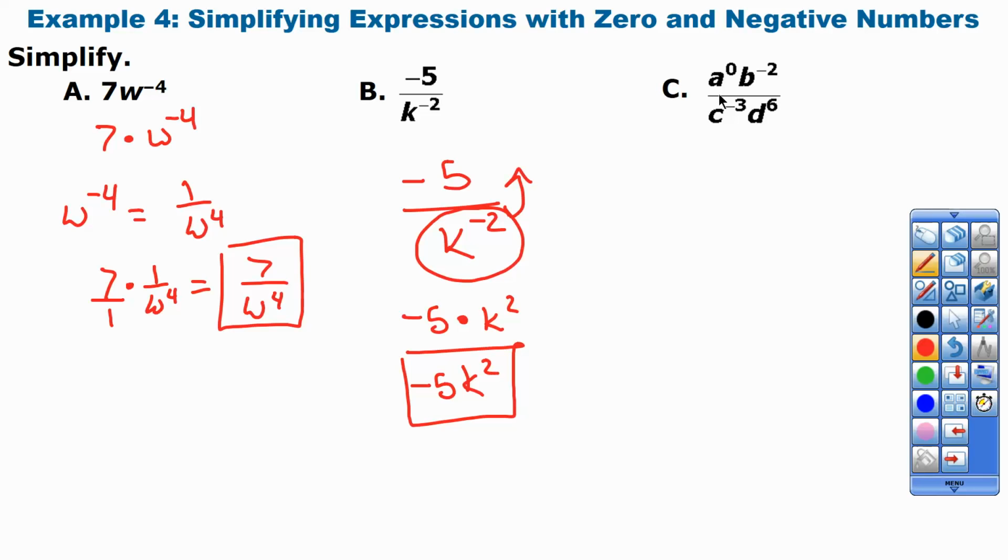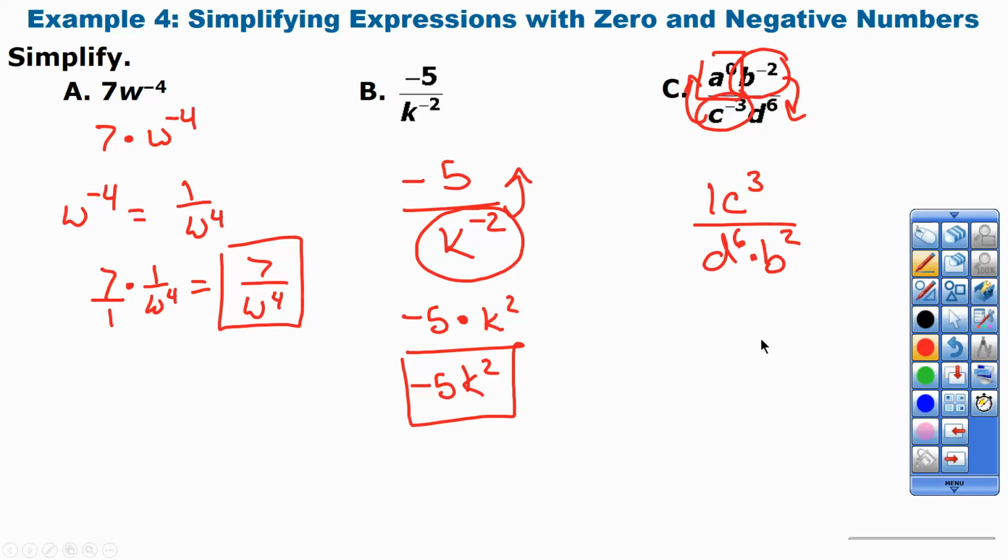And this is where you just basically learn that this is going to go down, this is going to go up, and this is going to become 1. A to the 0 is 1. C to the negative 3 comes up and becomes c to the positive 3. D to the 6 stays down here, d to the 6 times b squared. Take a look at that and see if you can figure out what's going on. I'm going to give you a moment to take a look, try to figure that out. Remember, a to the 0 becomes 1.